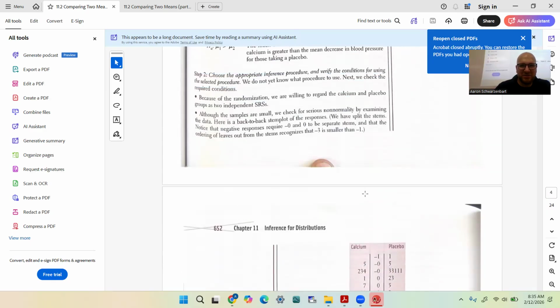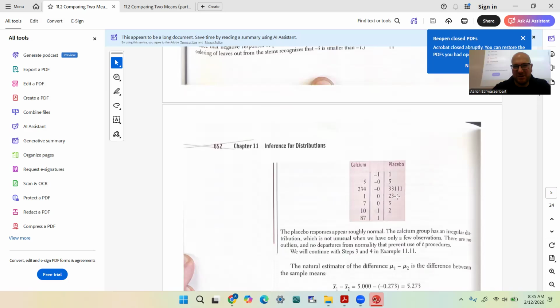So we need to check for normality. They chose the back-to-back stem and leaf plots. Those both look reasonable, normal enough. Okay, if we've got sample sizes of 10 and 11, that's plenty large. There's no extreme outliers or extreme lack of normality. It will not look like a good, perfect, normal curve with sample sizes this small. That makes sense. The placebo is pretty tight in the middle, but yeah.